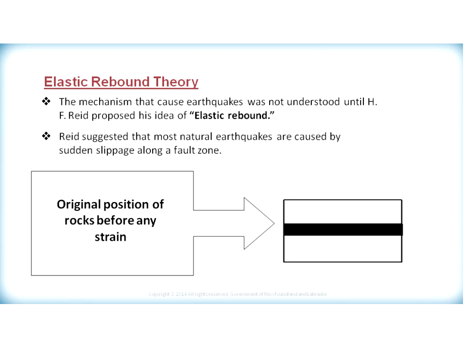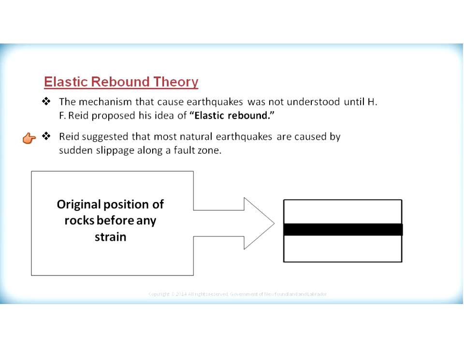When we look at the study of earthquake waves and seismology, elastic rebound theory explains the reasoning behind earthquakes. The mechanism that causes earthquakes was not understood until H.F. Reid proposed his idea of elastic rebound. Reid suggested that most natural earthquakes are caused by sudden slippage along a fault zone.